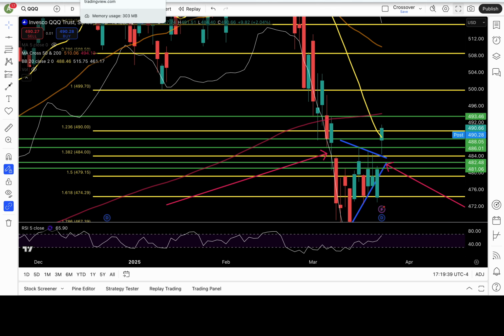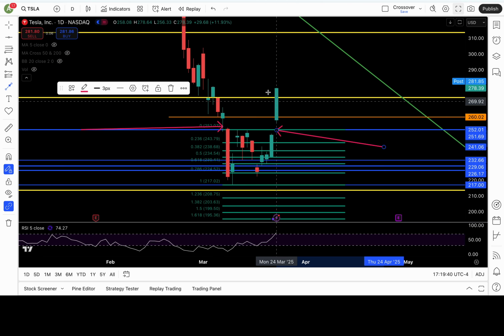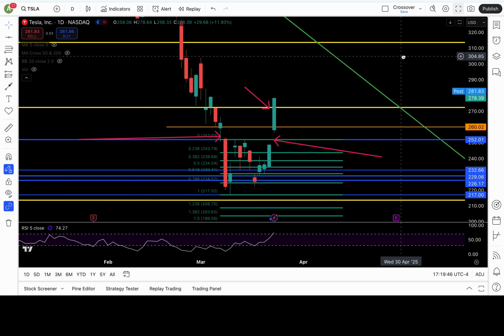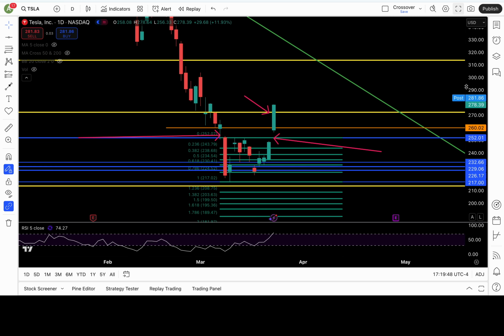React unbiasedly tomorrow. Tesla, holy moly donut shop. Look at that big body. Blows my mind. That big body green candle.